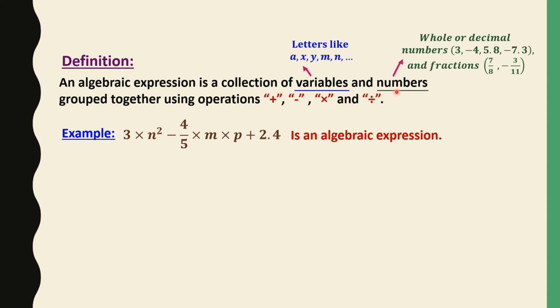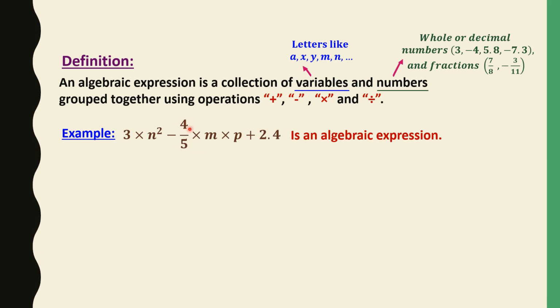And we have numbers. 3 is a whole number. Negative 4 over 5 is a fraction. And positive 2.4 is a decimal number. And they are grouped together using the operations addition, subtraction, multiplication, and division. Here, yes, we have a division. It's the over. Instead of writing 4 divided by 5, we can write 4 over 5.